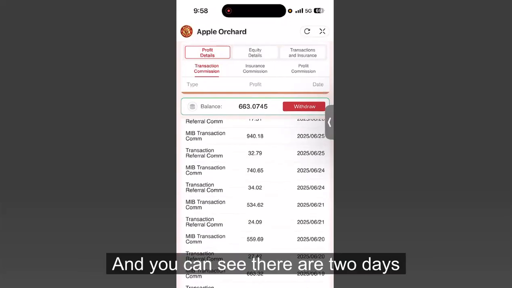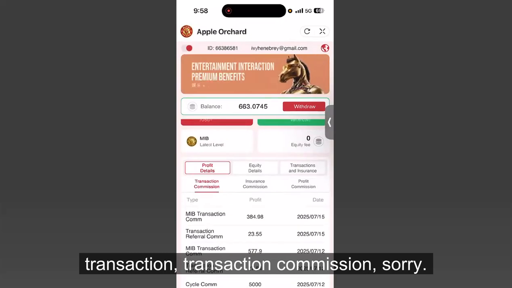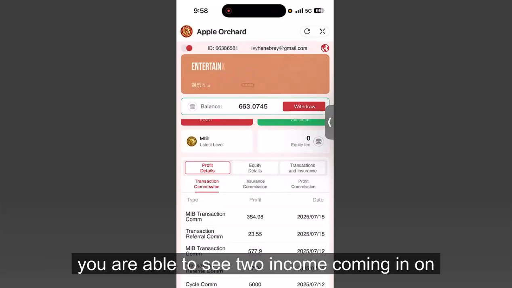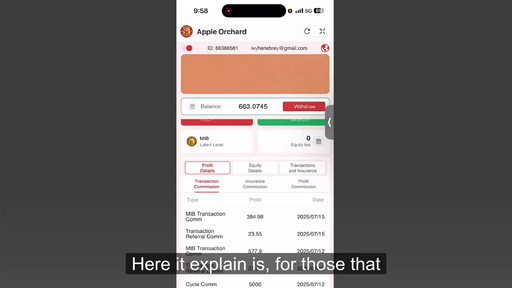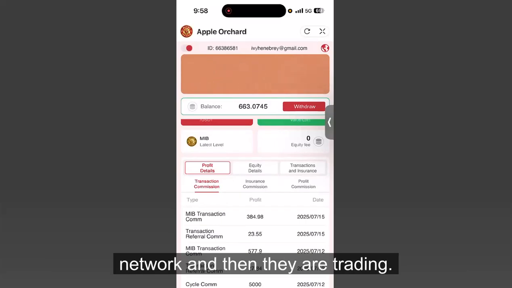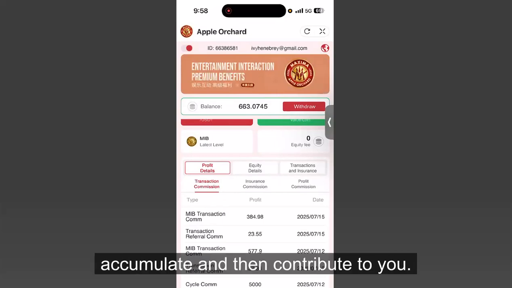And you can see there are 2 days of two incomes in this profit transaction commission, sorry. Under profit details, under transaction commission, you are able to see 2 incomes coming in on the same day. Here it explains that it is for those who already have people under you, you're running a network, and then they are trading. So this is the trading lot size that they accumulate and then contribute to you.